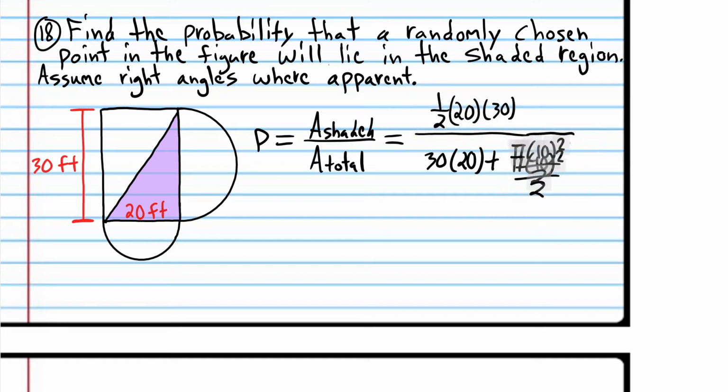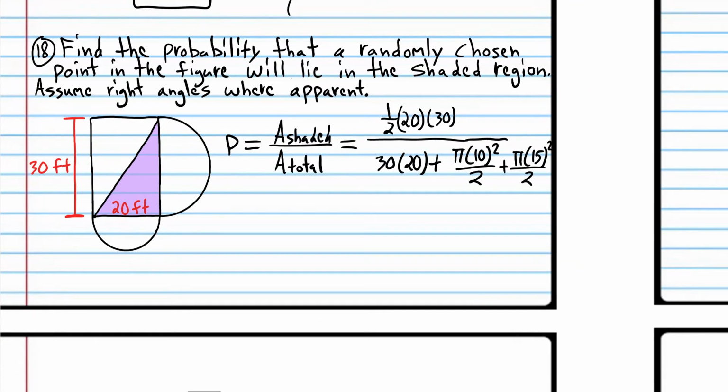But we still haven't found the area of this semicircle here. Now, we know that this total distance here is 30, so that means the radius is going to be 1/2 that, 15. So again, we just add pi r squared, radius being 15, divided by 2 because it's a semicircle. So those are a lot of numbers.